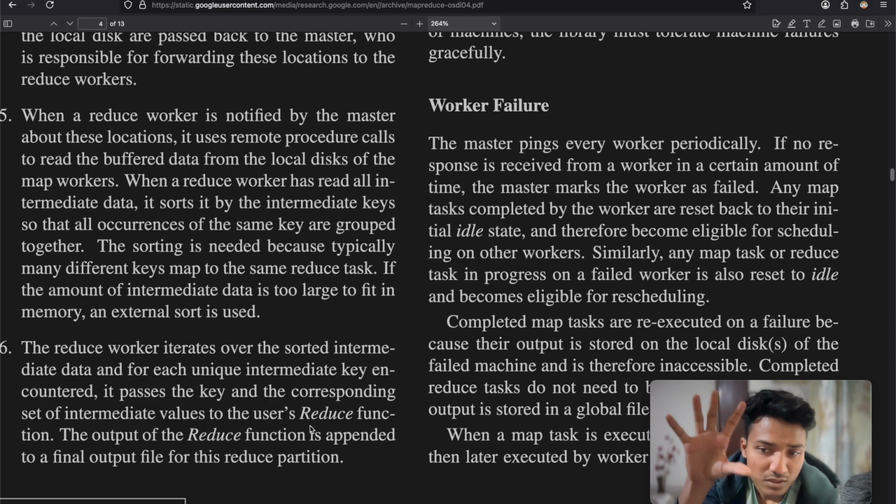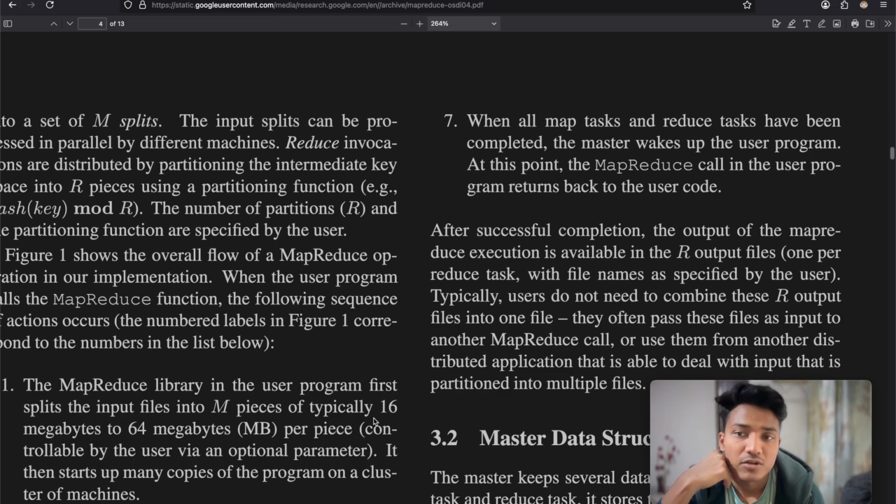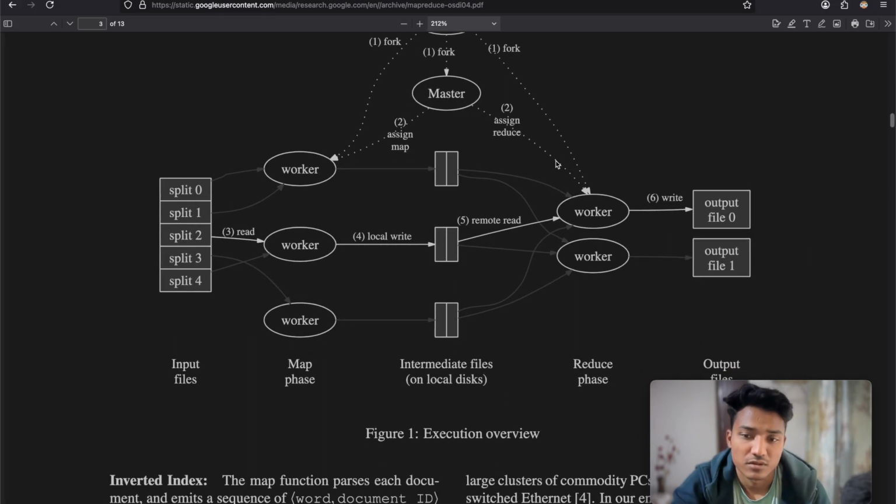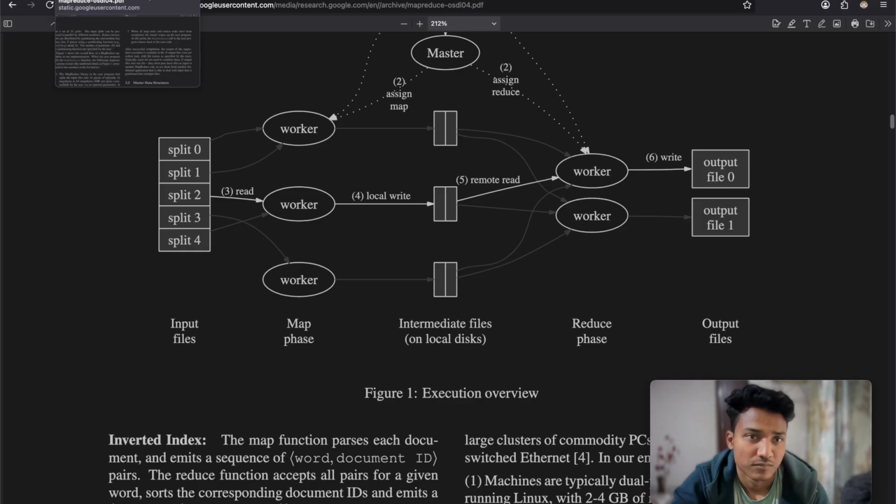So they basically have some set of keys, and they want to ensure that they group all the same keys and their values and pass them to the reduce function. So they did what is a very standard practice: they sort the keys and then do a single iteration on it. When all map tasks and reduce tasks have been completed, the master wakes up the user program. At this point, the MapReduce call in the user program returns back to the user code. Okay, so they write it and then that's the output file. Okay, easy.